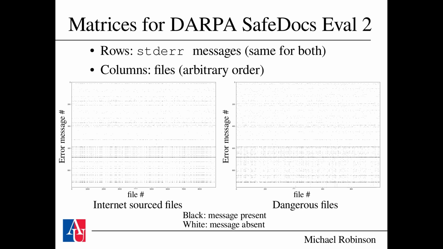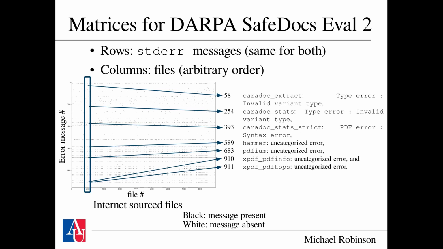Each of the columns are the files. Those are different between the two data sets. A black pixel means that that message was present. It's a 1 in the matrix, and white is a 0 in the matrix. That message was not present. If you grab a particular column, you can see which particular messages were fired for that particular file.